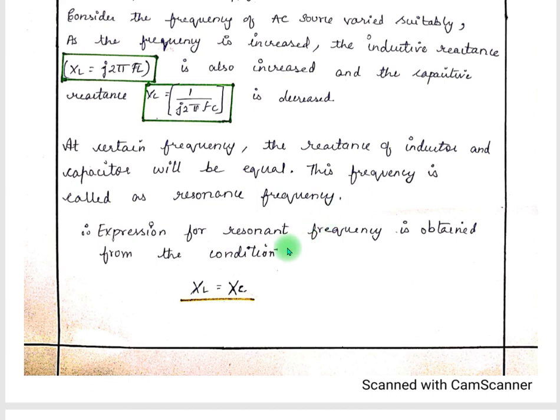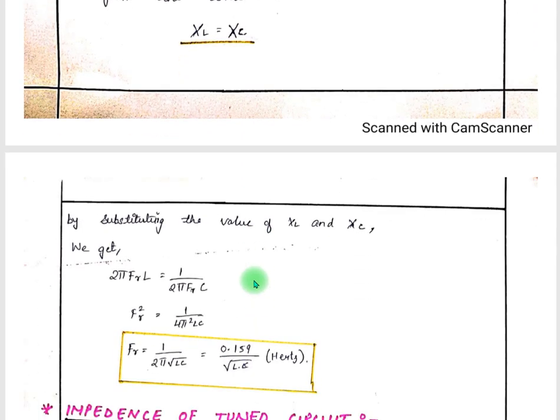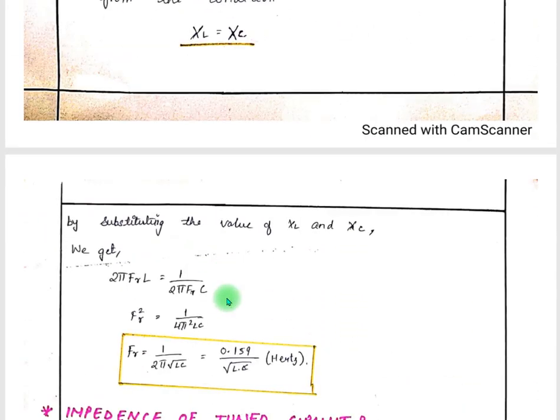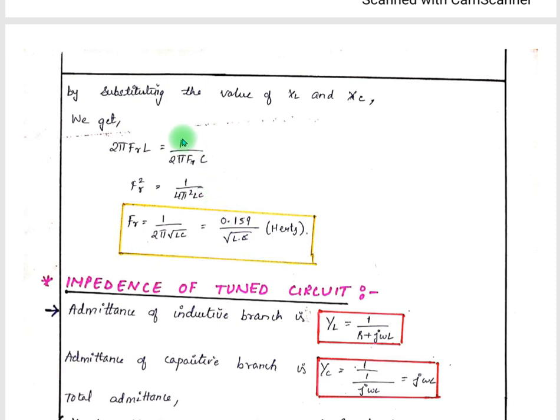The expression for resonant frequency is obtained from the given condition, that is XL is equal to XC. By substituting the values of XL and XC as shown here, we get 2πfRL is equal to 1 by 2πfRC. By equating both and performing arithmetic operations on it, we will get a final value like this: fR is equal to 1 by 2π under root LC, is equal to 0.159 by under root LC in Hertz.